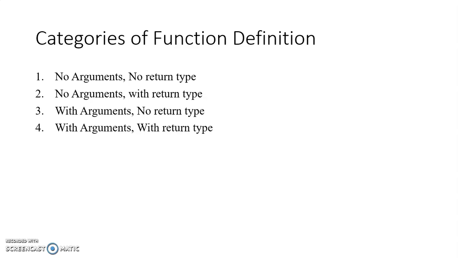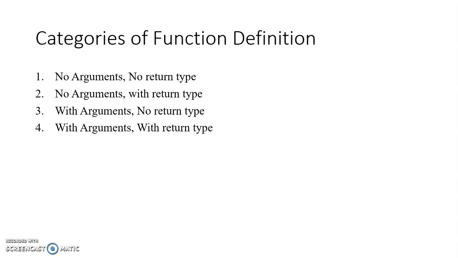Here we are continuing with the basics of C function. In part 1 session, we already learned what exactly a function is, what the definition is, and how we are going to define the function. Now we are going to start with the next topic, that is categories of the function definition, or we can say the types of function definition.